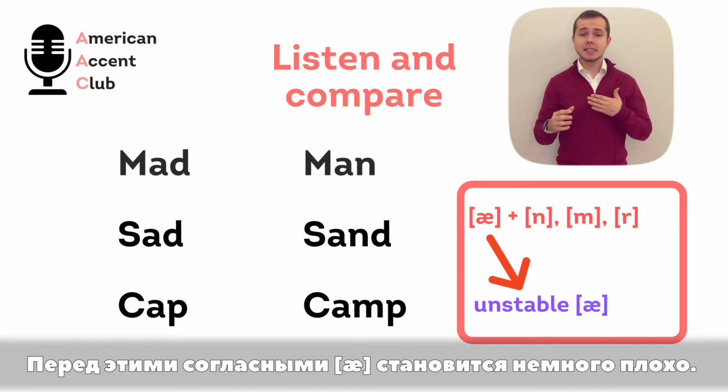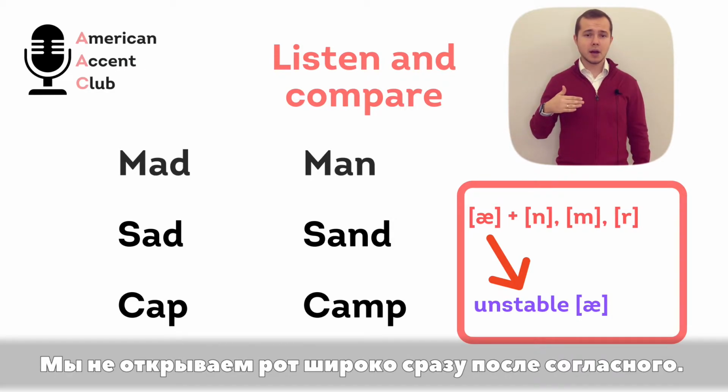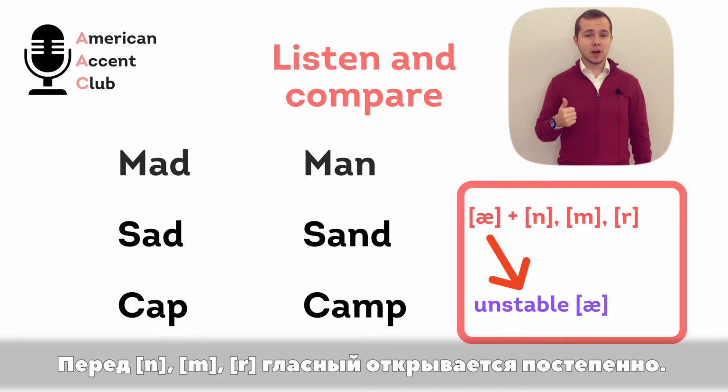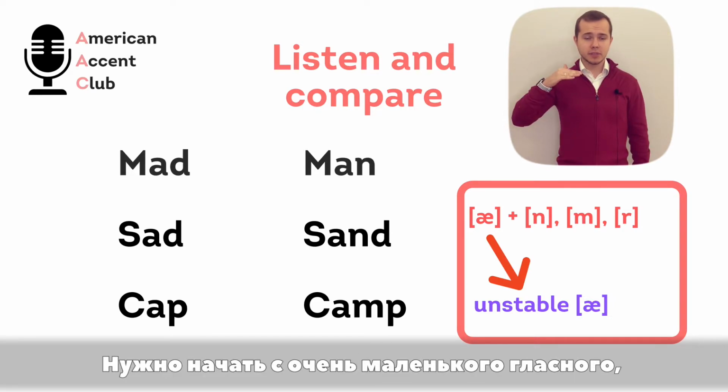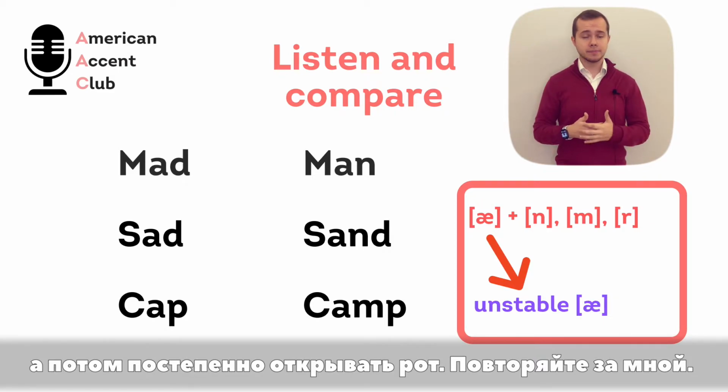It gets unstable. Instead of dropping your jaw right away, right after the consonant, like in bat, if a is followed by n or m or r, you have to open it gradually, starting very small, but still your tongue has to be in the front. You start small, you do not open your mouth too wide, and then you open it gradually. It gets unstable. Man. Can you repeat that? Man.